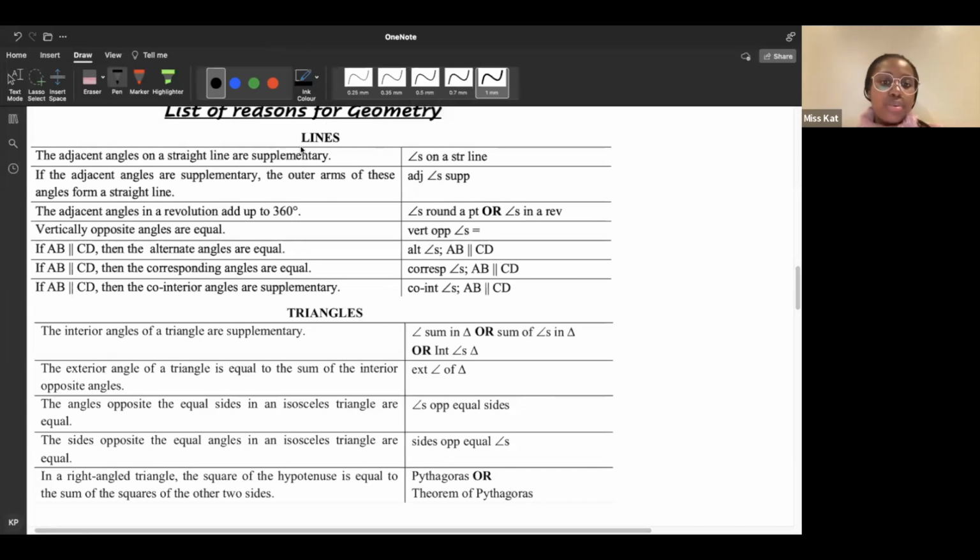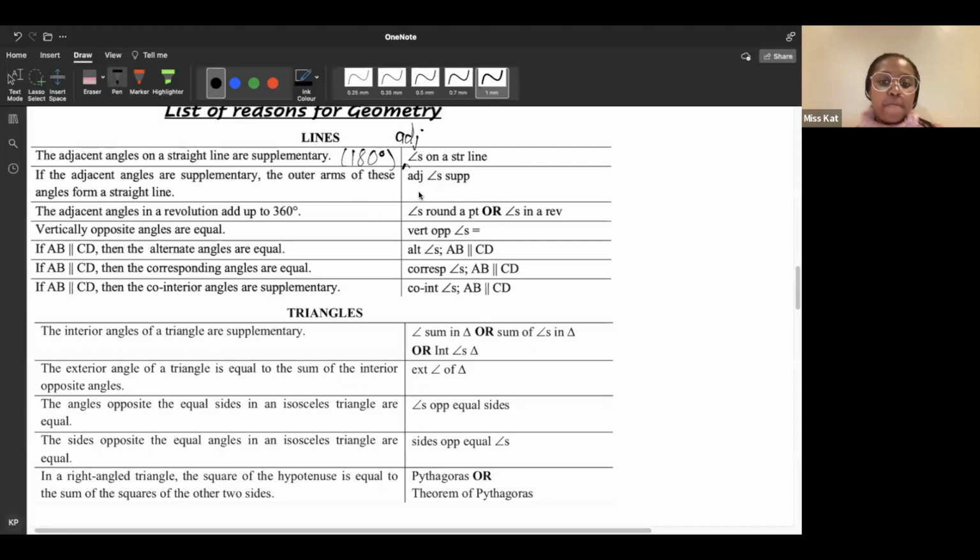So when we did straight lines, these are the reasons we used. If angles are next to each other, that's what adjacent means. Adjacent angles on a straight line will be supplementary, and this is my reason. What does supplementary mean again? Add up to 180. So angles on a straight line add up to 180. If you use this in a calculation, this is your reason: angles on a straight line. But I know some teachers will scream if you don't say adjacent, so you have to say adjacent angles on a straight line.